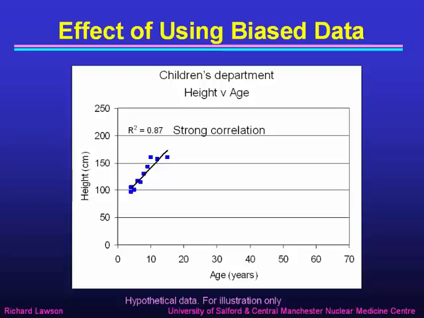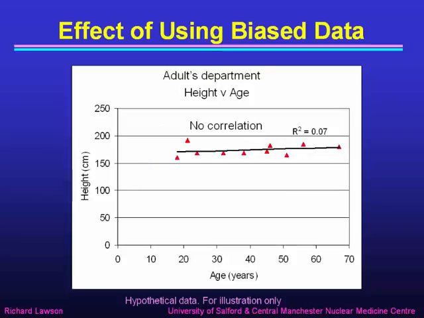But if we sample people attending the adult nuclear medicine department, we find that for the age range 20 to 70, there is no significant change of height with age. There is no correlation. The correlation coefficient r squared is only 0.07. It's quite close to 0. So for the adults, there is no correlation.